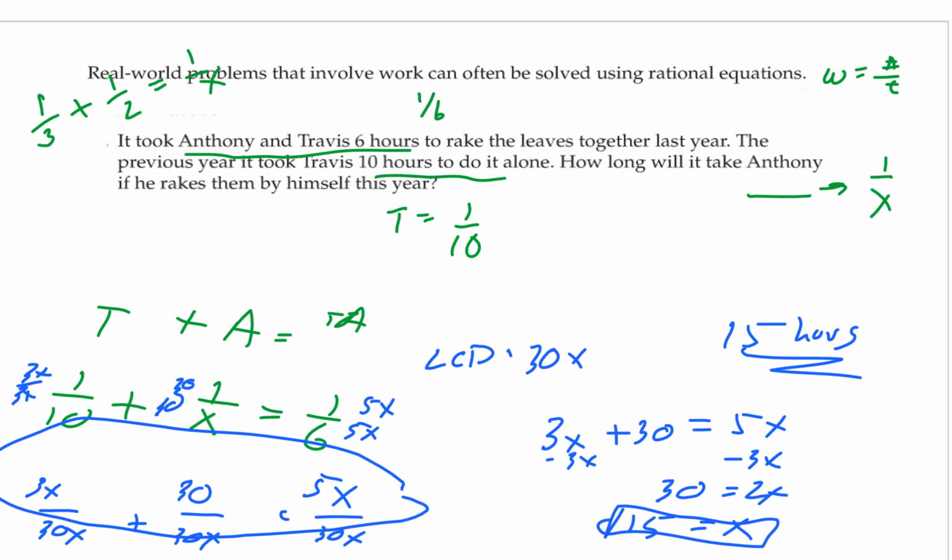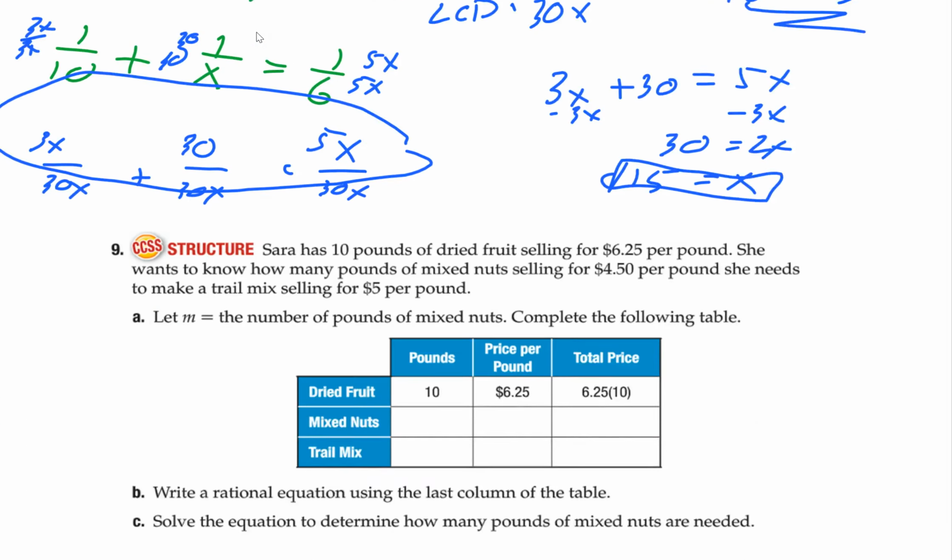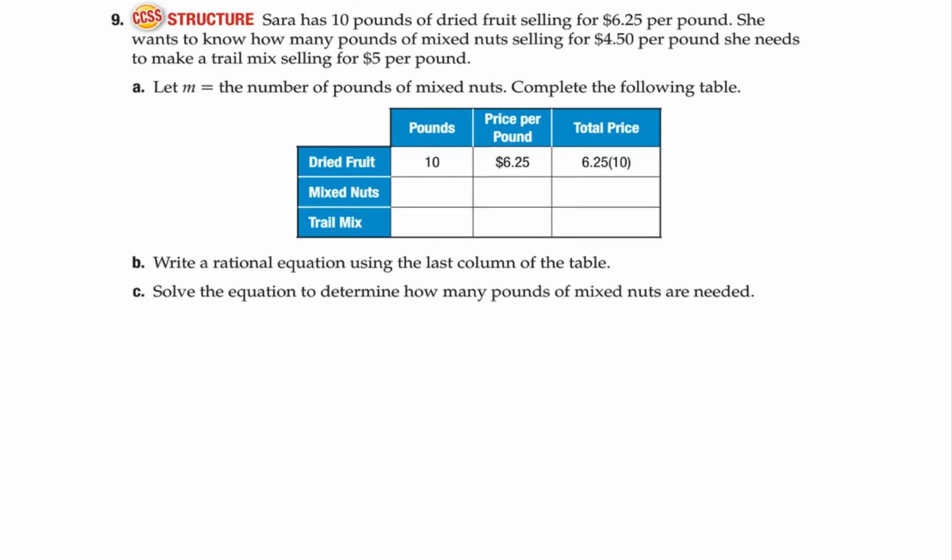You just add the rates together to get their total rate. So now let's go back and review a couple of these. Let's review the mixture problem.